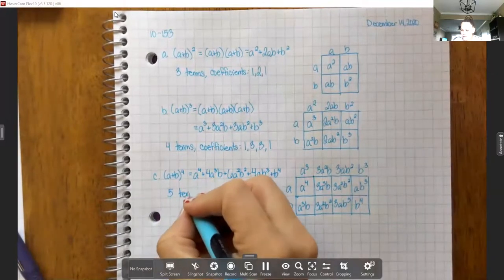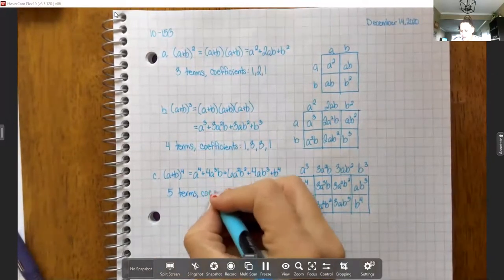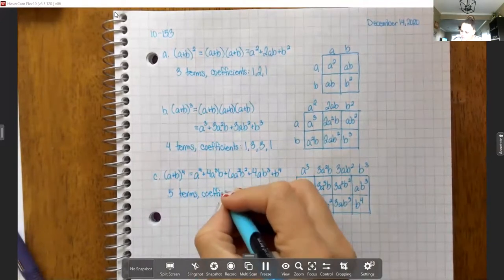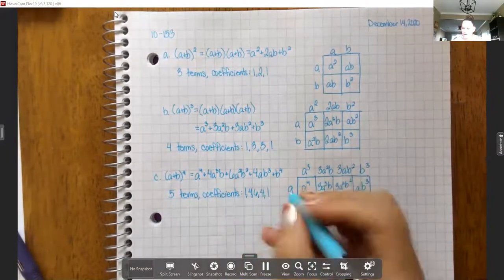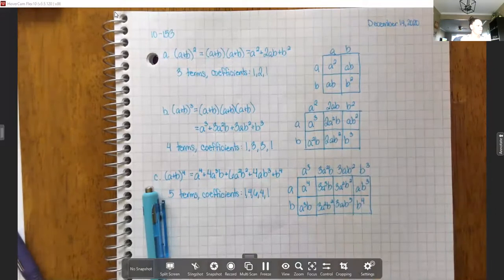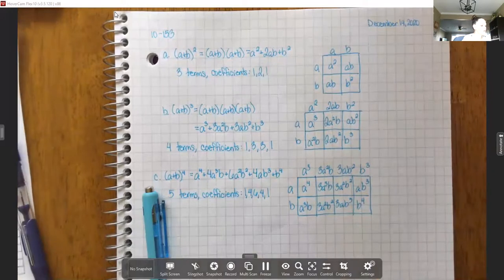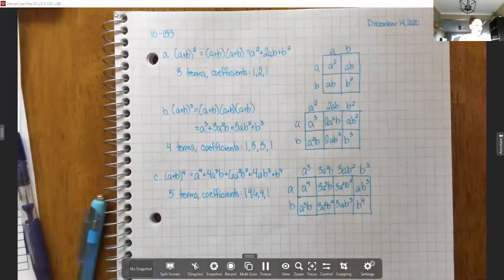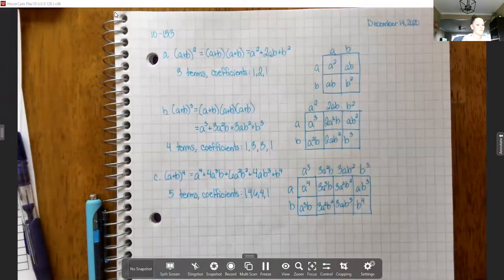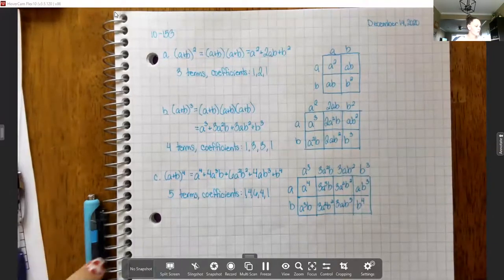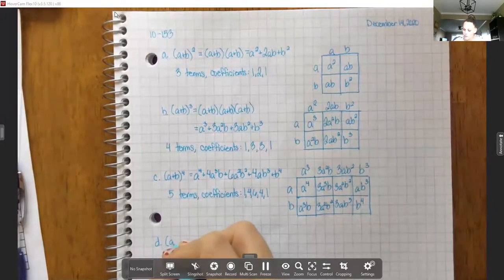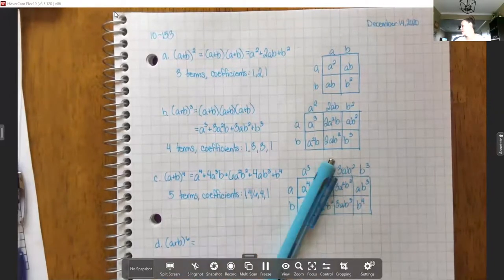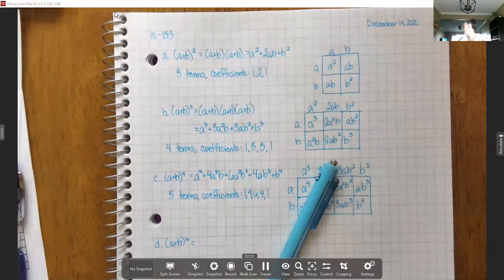So there are 5 terms, and our coefficients are 1, 4, 6, 4, and 1. Yes, Forrest. No, I'm not done.